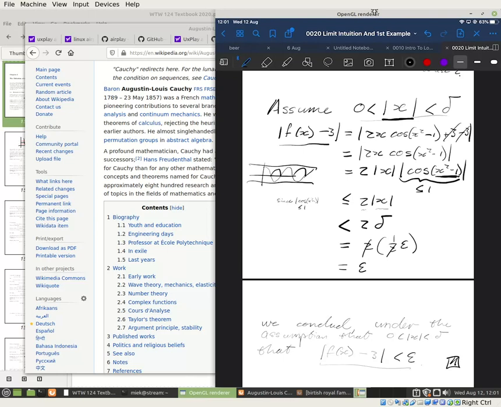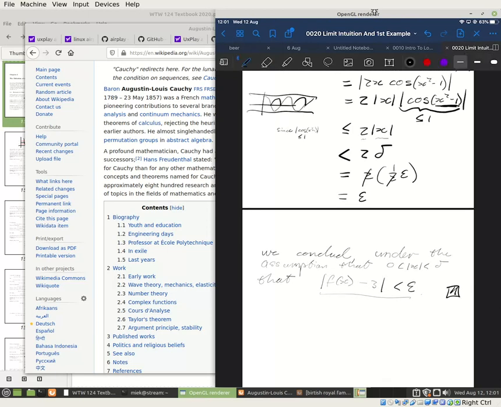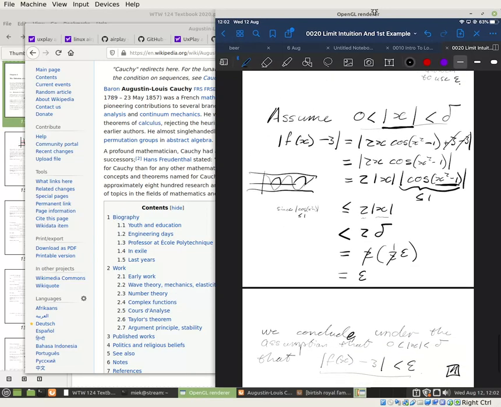So we have this thing is equal to that thing, is equal to that thing, is less than or equal to that thing, is strictly less than that thing. If we forget about everything that happens in the middle here, we have this thing is strictly less than that thing. And here we have already written down our conclusion. So we conclude, under the assumption that 0 is less than absolute value of x is less than delta, that absolute value of f of x minus 3 is less than epsilon. And here we have our proof.